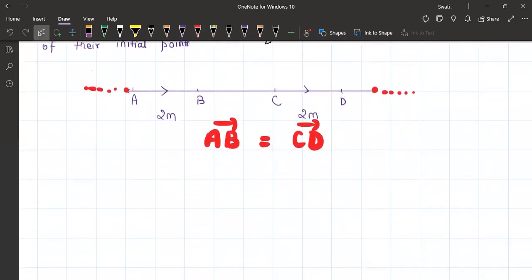Now let us go to the next vector, the second last type, which is the fifth type, and that is called position vector.